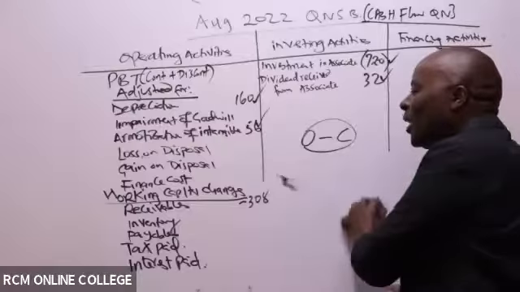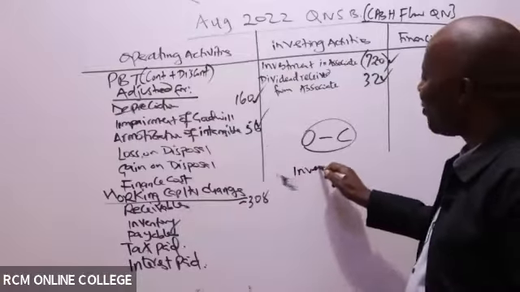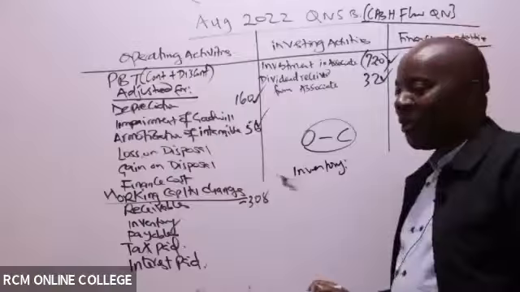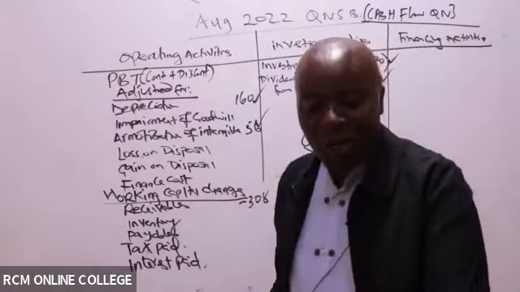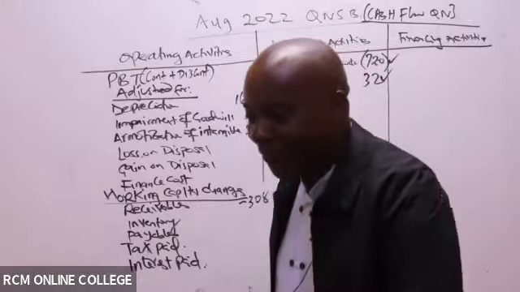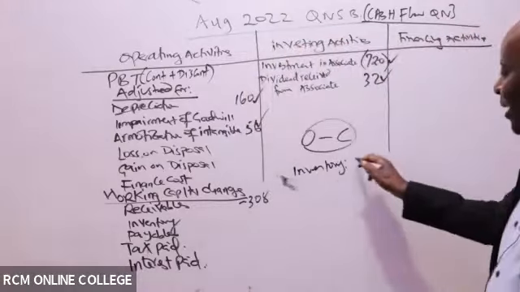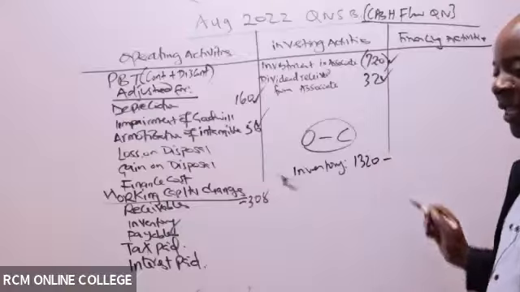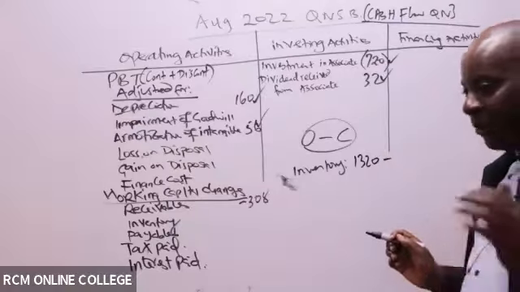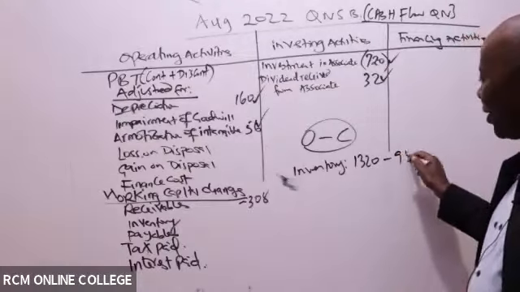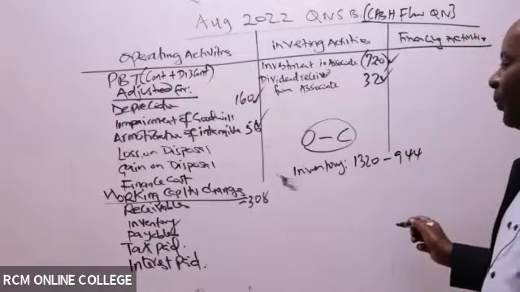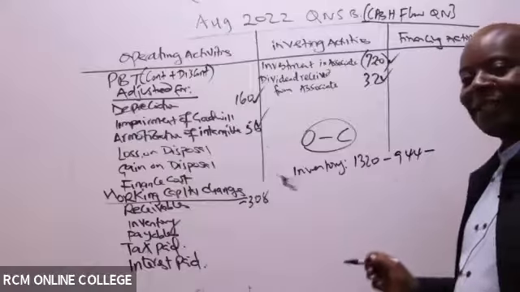So then we go to inventory. So let's go to inventory. Inventory, ladies and gentlemen, what do we have there under inventory? Are you able to track the opening inventory? Opening inventory is 1320, isn't it? I hope everybody is able to see. How about closing inventory? How much is closing inventory, somebody? 944, like that.